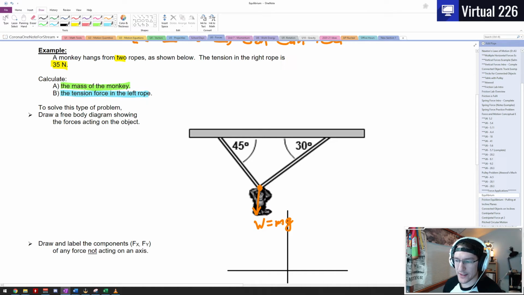Now, we don't know what the weight is because we don't know what the mass is, but we know it's there. We know the monkey exists, and we know it has a weight pulling down on it. That just has to be the case. We know that this right rope here has a tension in it.